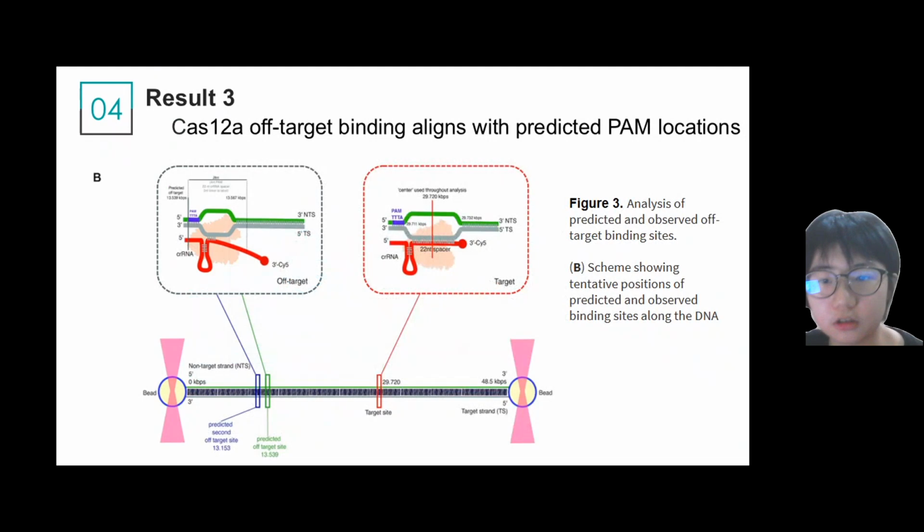And this is a figure about the target and off-target binding. The red part is the target sequence. You can see here both the PAM sequence and the CRISPR RNA are well paired, while the green and blue parts are the off-target parts. And we can see only the PAM sequence pairing and only the first 4 nucleotides well paired.